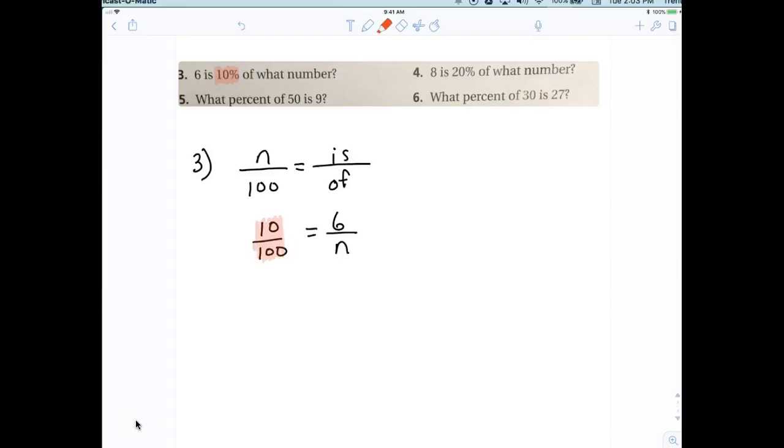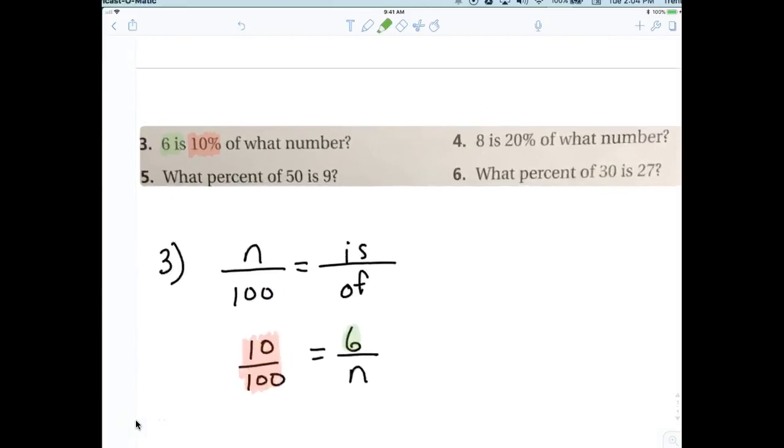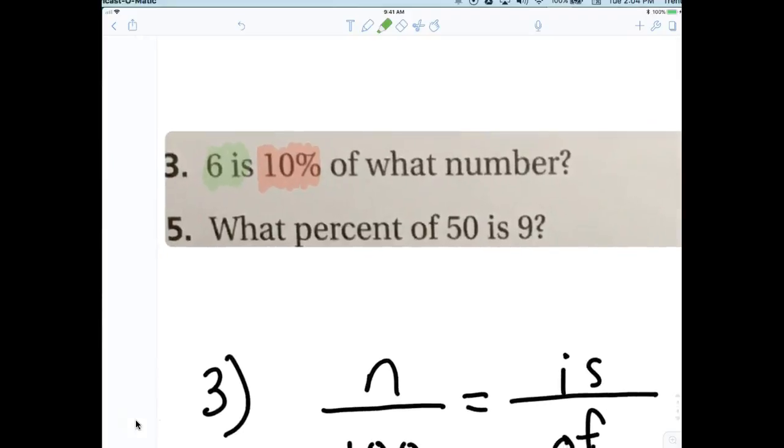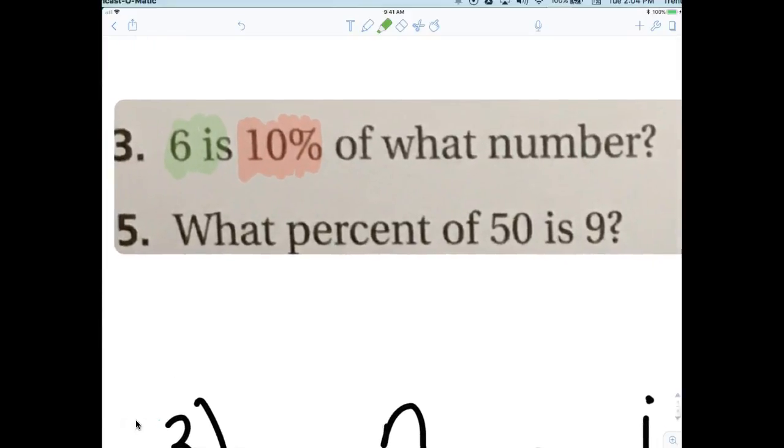Is. The 6 is with the what? Is. That's why it is considered the part. And we're looking for the what? The whole. Now, again, I'm going to blow this up just a little because I'm not good at English. But I know this. Look and listen, see if you understand me, because this is the most important part.